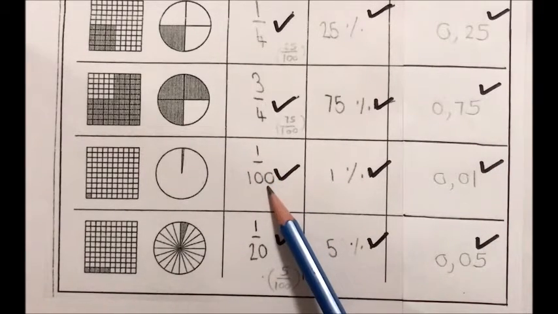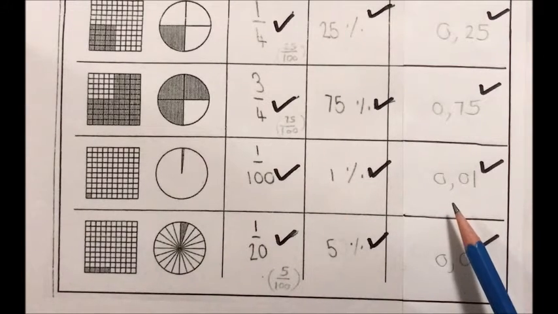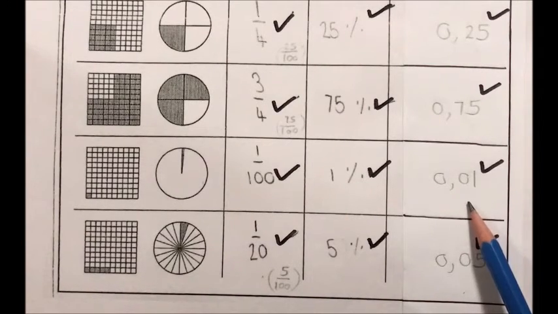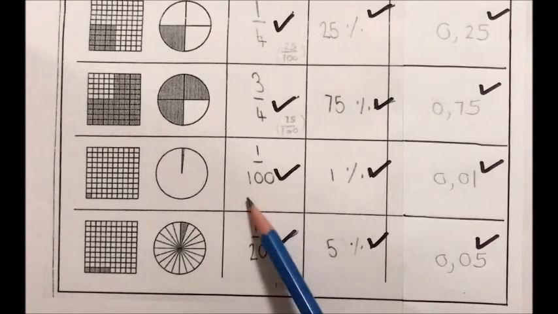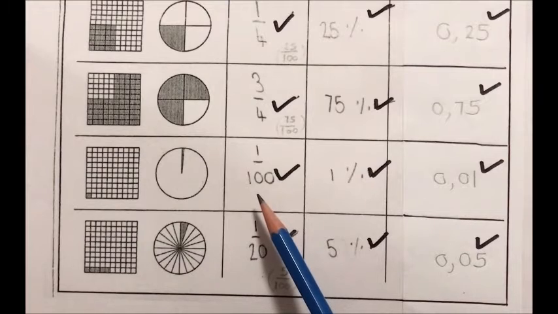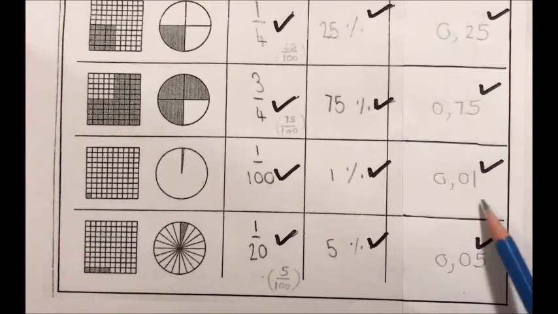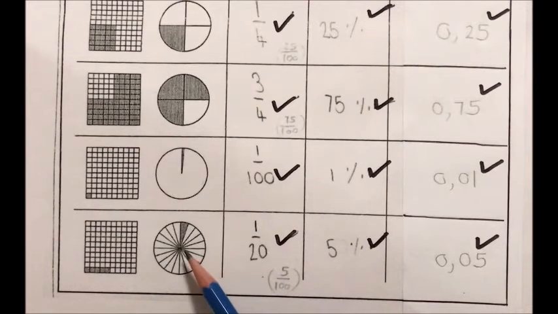1/100 or 1 hundredth, that is 1%, 0.01. Why? Because you are busy with hundredths, which means it's 2 places after the comma. So you say 0.01. And then the last example is 5 out of 100.